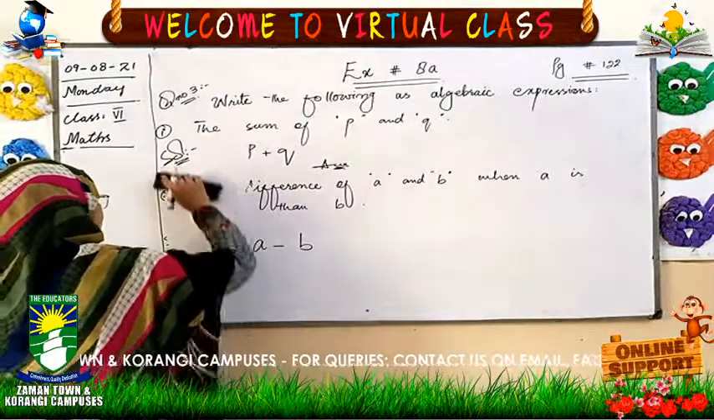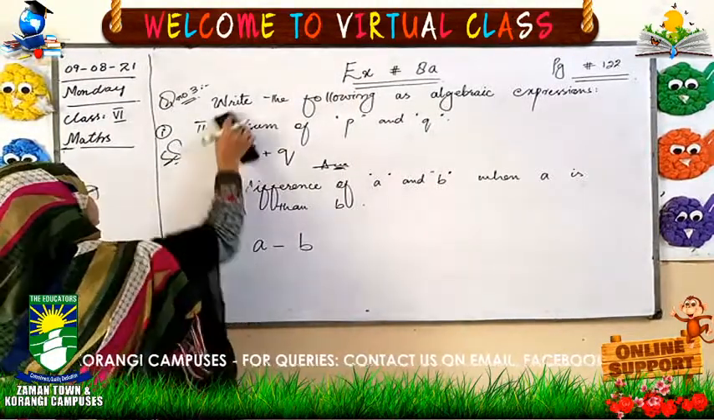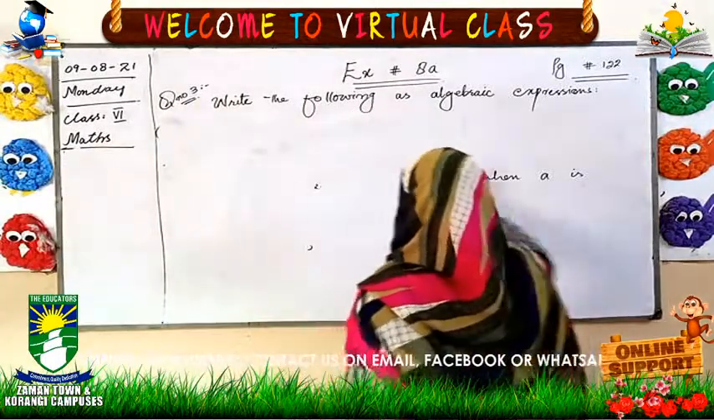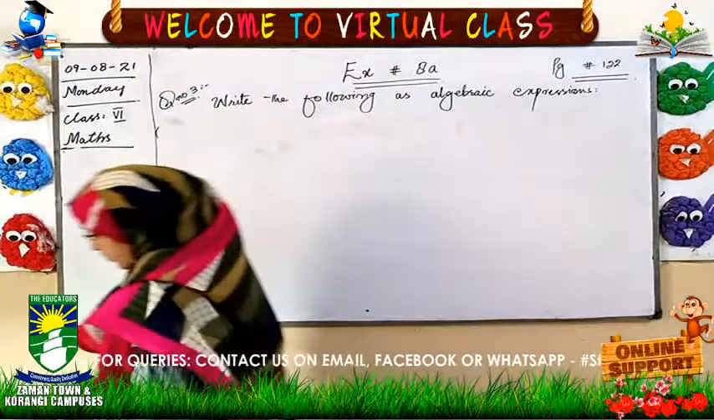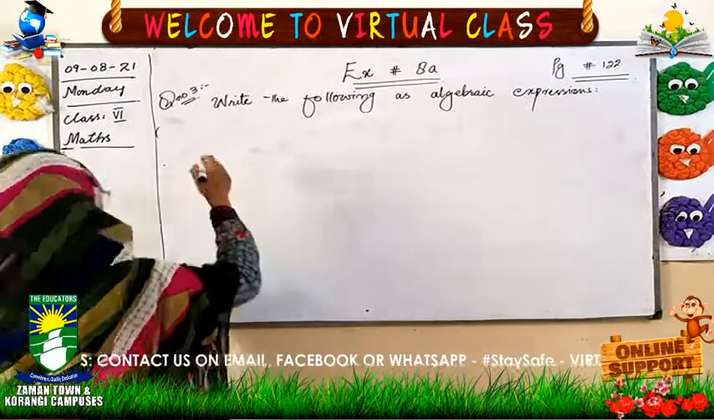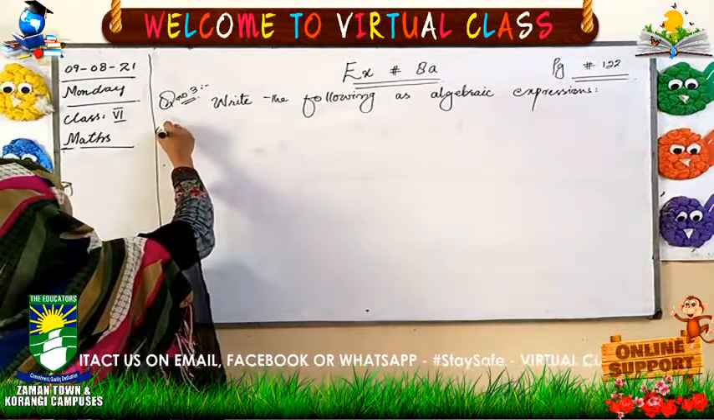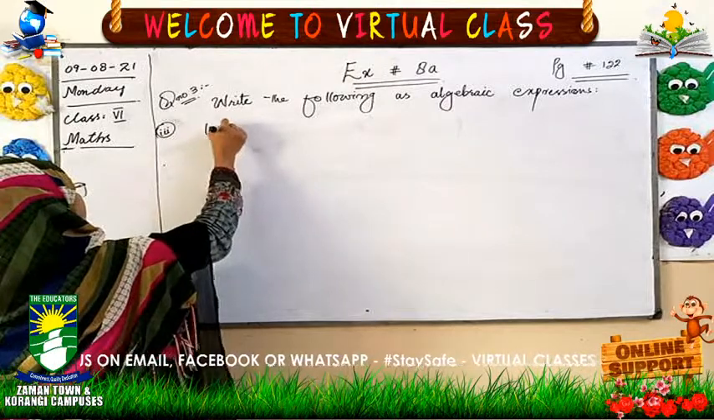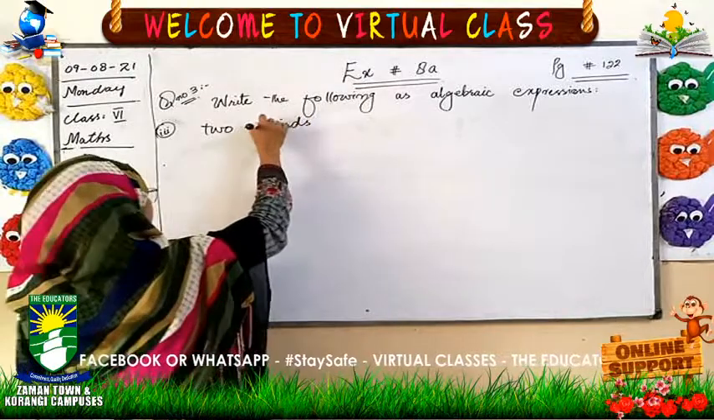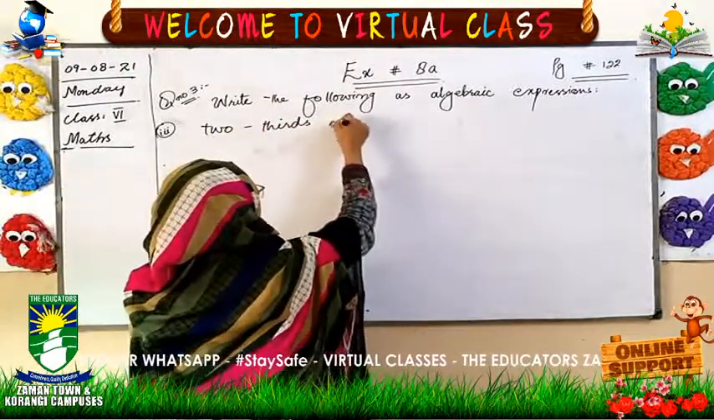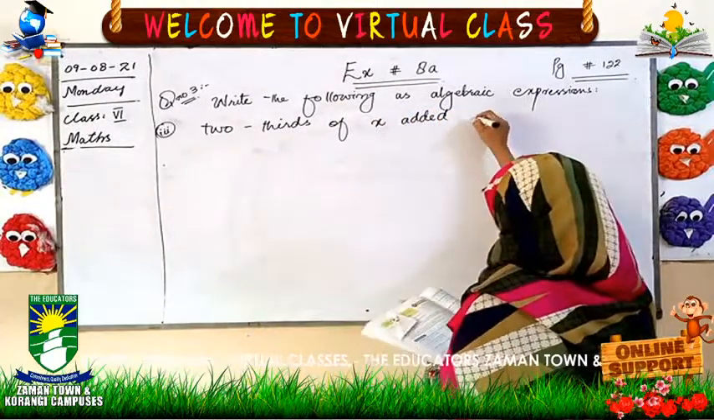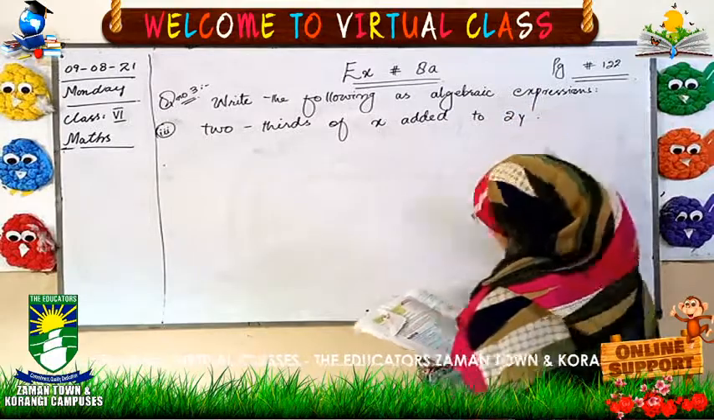Another one, like the third part you have, number three, 2/3. The same words have come again that I explained to you in the beginning: 2/3 of x added to y.